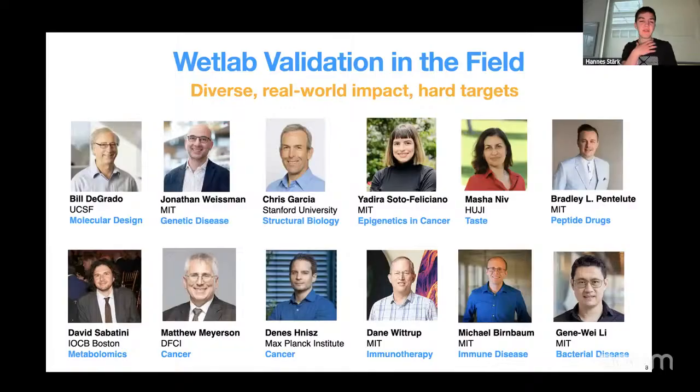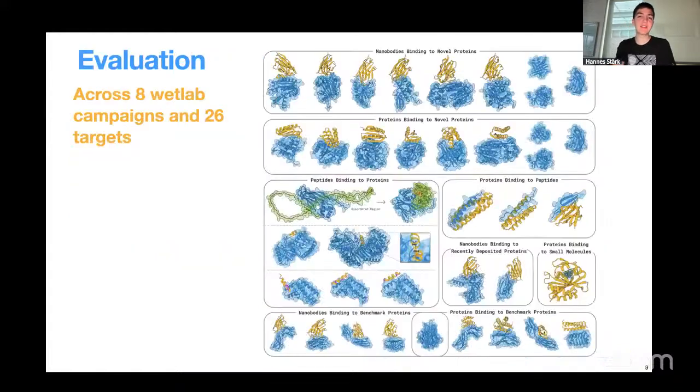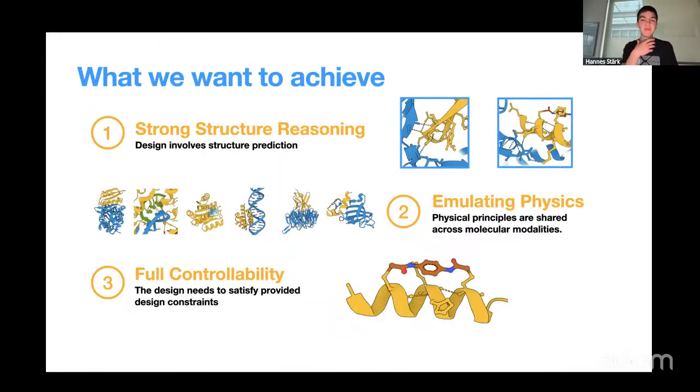Now I want to say, before talking more about the model, that to test the model, we need to bring the designs into the real world, make them physically, and test them in the wet lab. And for this, we now collaborate with more than 30 wet labs all over the world. And I'm happy that later I'll be able to share a subset of our results across 8 wet lab campaigns and 26 targets. But now back to the model.